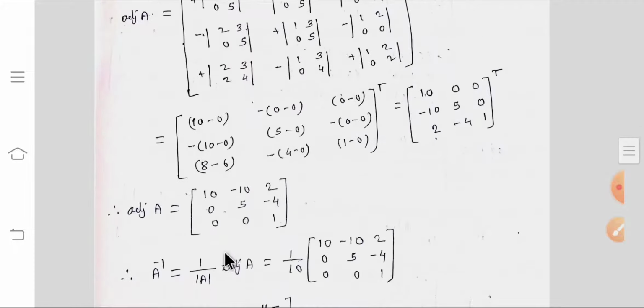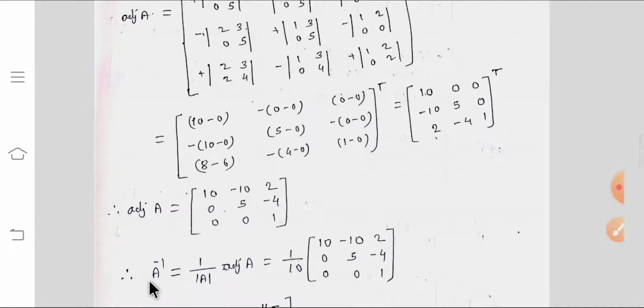Therefore adjoint of A, we write the transpose of the matrix, that is 10, minus 10, 2, means we write columns as rows and rows as columns. That is, first column as first row: 10, minus 10, 2; 0, 5, minus 4. Next this is 0, 0, 1.